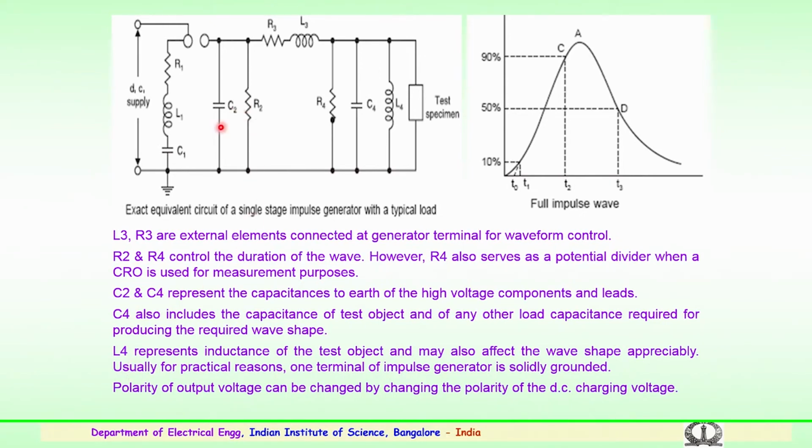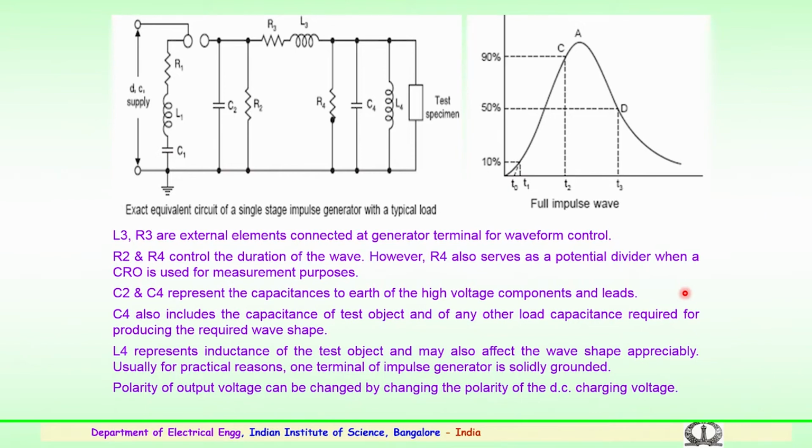So, C2 and C4 represent the capacitance to earth of the high voltage equipment or component and leads. Particularly, C4 also includes the capacitance of the test object and of any other load capacitance required for producing the required wave shape. So, R3, C4, R4 play a role in the waveform shaping. L4 represents the inductance of the test object and may also affect the wave shape appreciably.